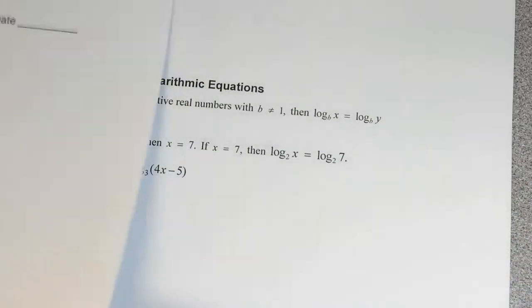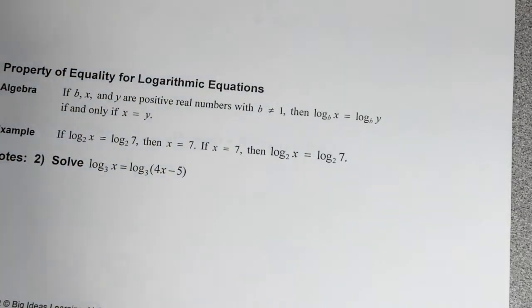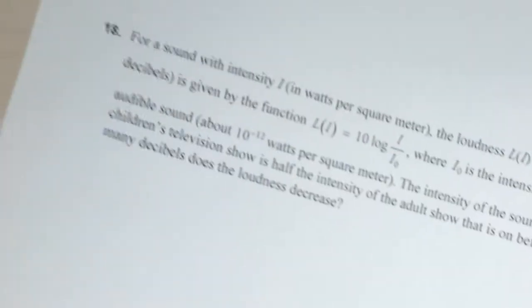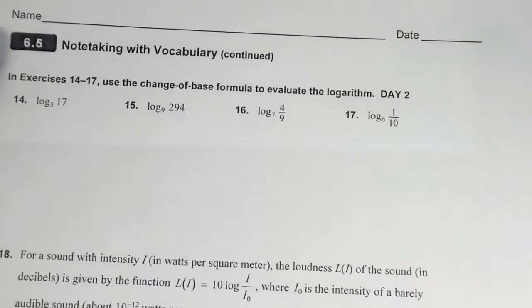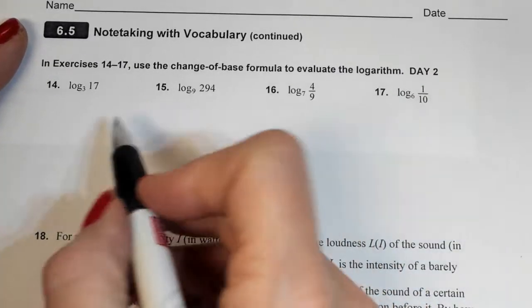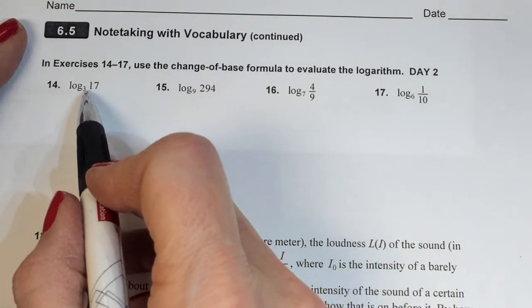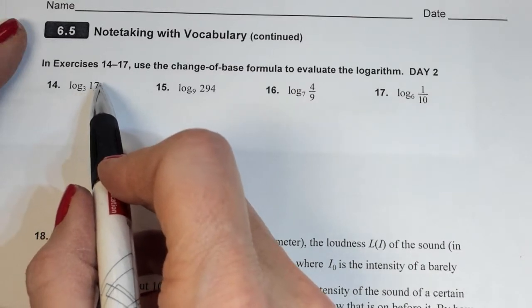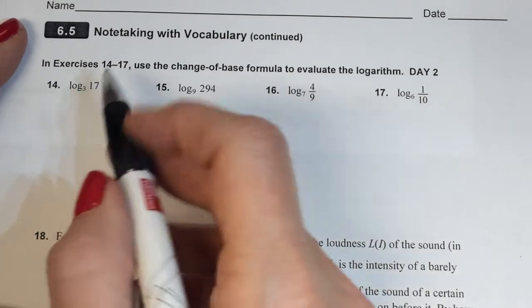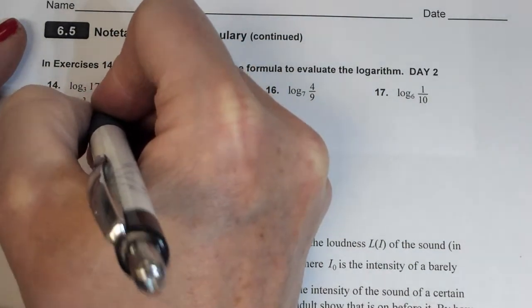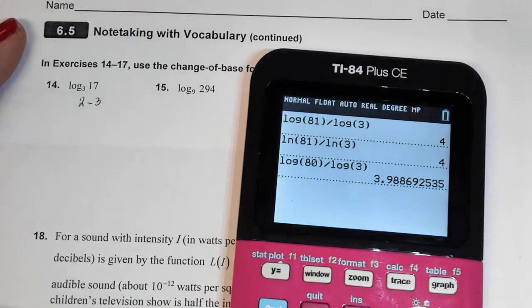Okay, so let's take a look at page 178. So if I'm doing a problem like this, I can certainly estimate it. 3 to what power is 17? Well, I know 3 to the second is 9. I know 3 to the third is 27. So I know that the answer to this has to be somewhere in between 2 and 3. But I'm not exactly sure what.